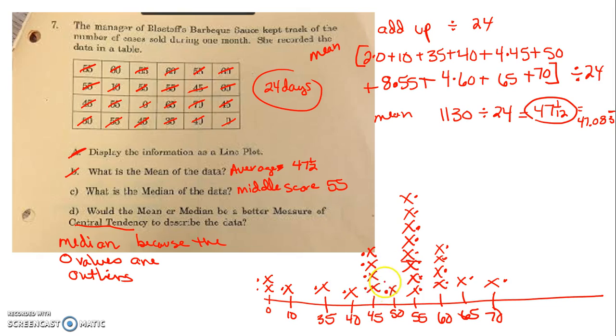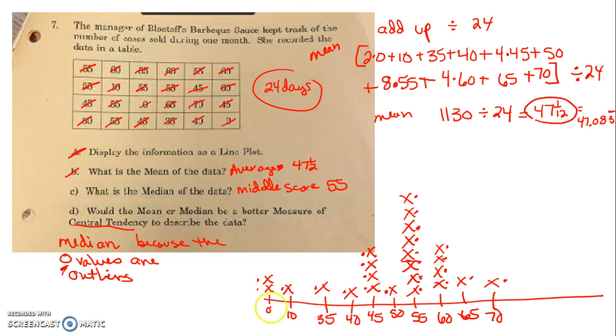47.5 is a little too low to consider, and the reason the mean got pulled down was because of these outliers. If they hadn't had those 2 0 case days, who knows, maybe there was a power outage and they couldn't sell anything, then the mean would have been better.